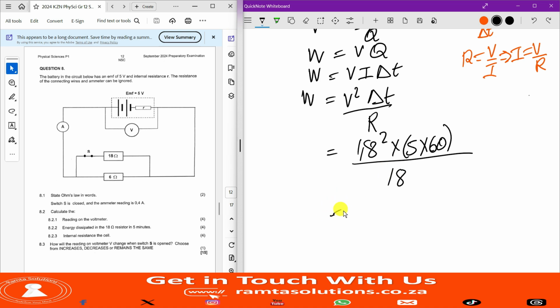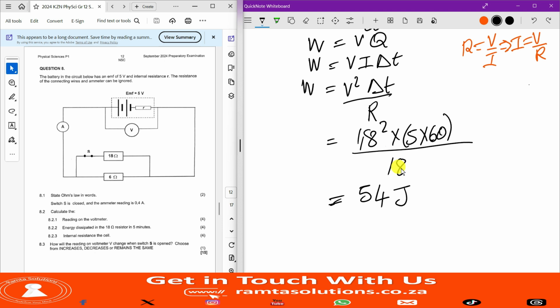Right? Now let's get our answer. 1,8 squared multiplied by 300 all over 18. Our answer is 54 joules. Okay, so the energy dissipated is 54 joules. You guys get it now? Perfect. Now we can proceed.